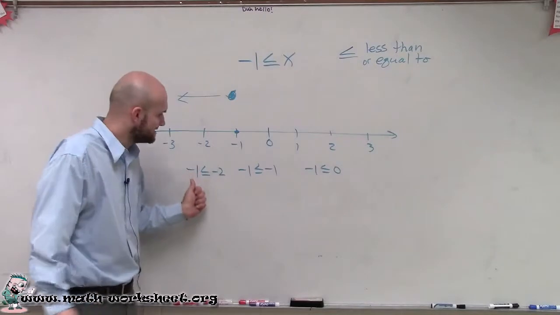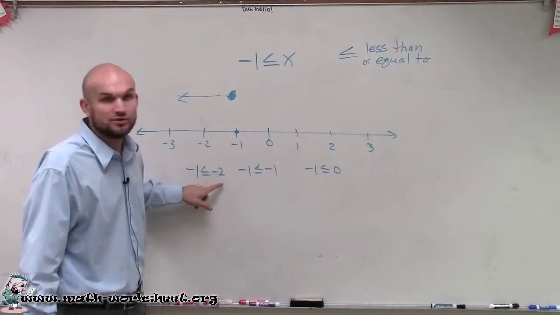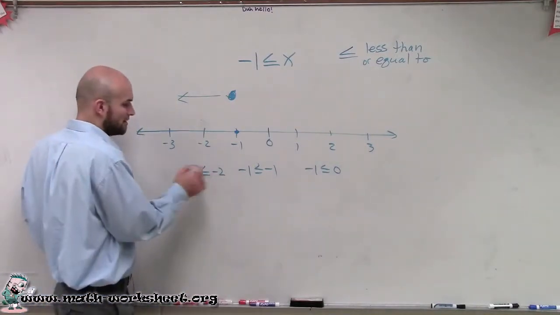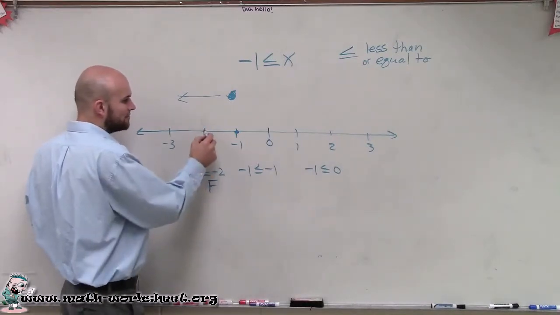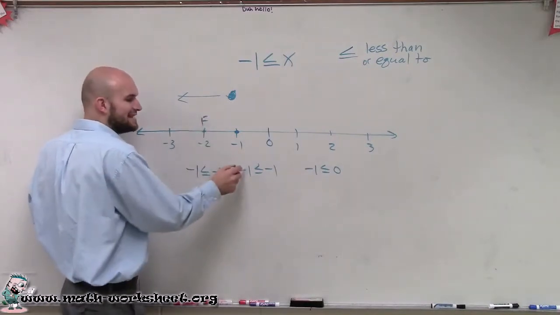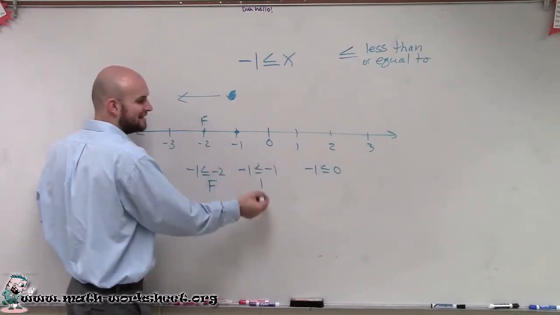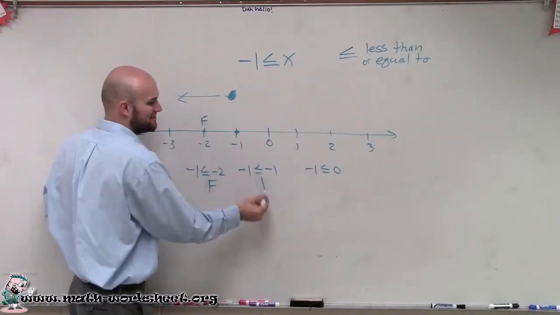Well, if you owe somebody $1 compared to owing them $2, owing them $2 means you're going to be more in debt, meaning you'd have less money. So therefore, this is false. So at -2, false. Is -1 less than -1? No. Or equal to? Yes, it is equal to. So that's not false, that's true.